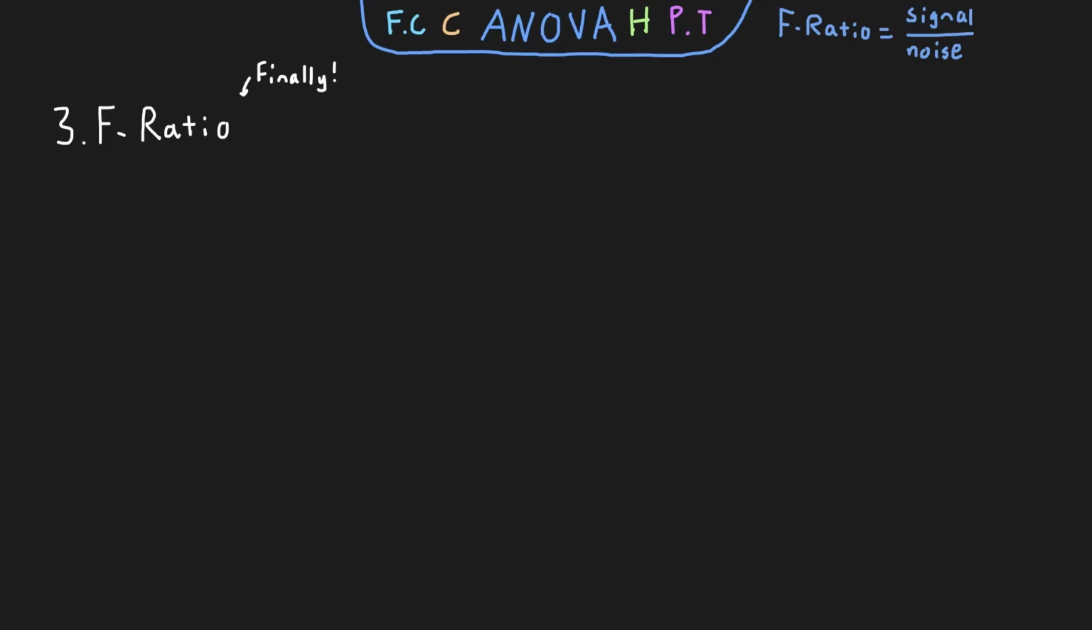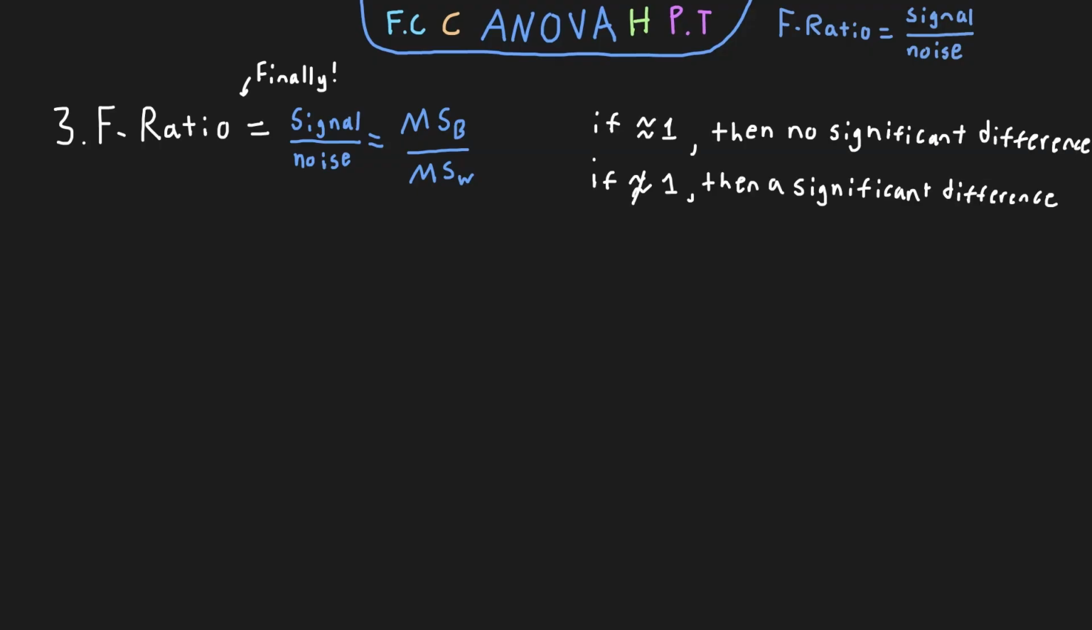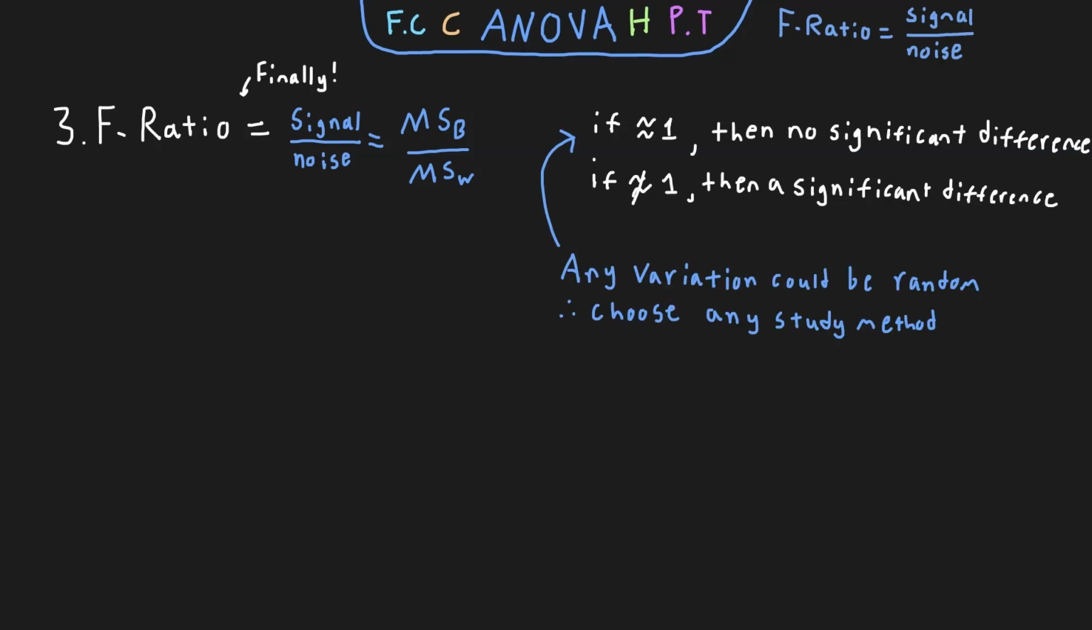Now, for the moment we've been waiting for, finding the F ratio. The signal to noise ratio, or dividing the average group difference by the average individual difference, will help us determine if any group's means are statistically different. If the F value is close to 1, then the study methods don't matter too much and any difference is due to random chance, so you can choose the easiest study method for you. However, for a large F ratio, that indicates the signal is loud and strongly suggests there is a difference in at least one study method's average grade.